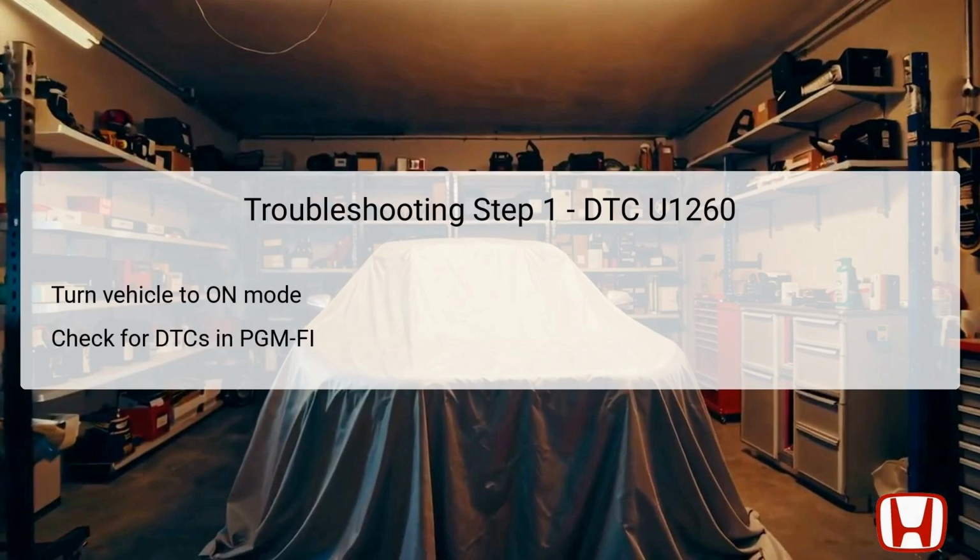The initial troubleshooting step for DTC U1260 involves powering the vehicle to the on mode, which allows the Honda Diagnostic System, HDS, to access and display relevant data from the Powertrain Control Module, PCM. Once the vehicle is in this mode, it is essential to check for any pending or confirmed DTCs within the PGM-FI Powertrain Control Module fuel injection system using the HDS tool. This initial scan will help determine if there are additional codes that may provide further context regarding the problem at hand. Identifying any other potential DTCs can guide the technician in narrowing down the faulty components or communication pathways. Thus, this first step is pivotal to ascertain a comprehensive view of the vehicle's diagnostic state.